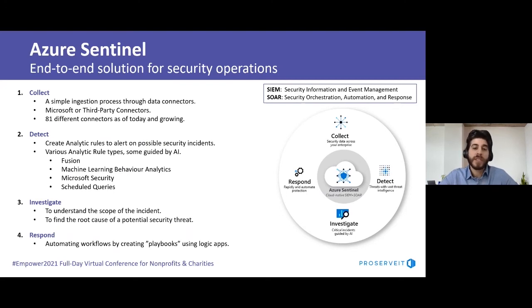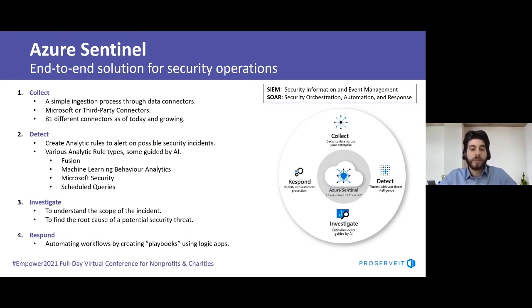Then we'll reach the investigation phase. We want to investigate the alert and find the root cause in a very short period of time. Once we investigate, we want to respond to that threat in a timely fashion to eliminate the threat, and hopefully using automation when possible. And that is done through playbooks in the Sentinel world.